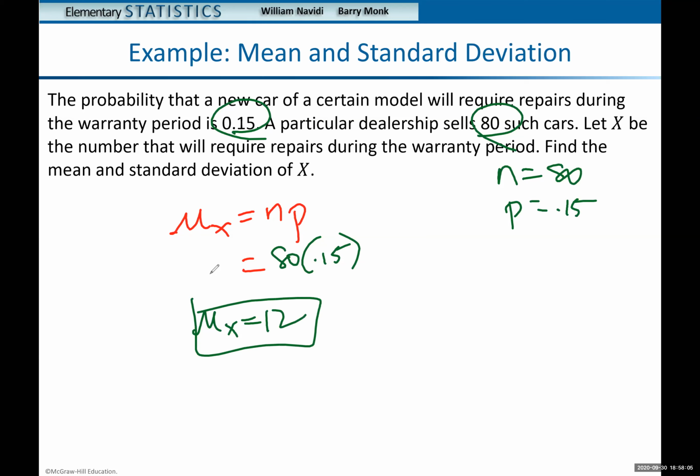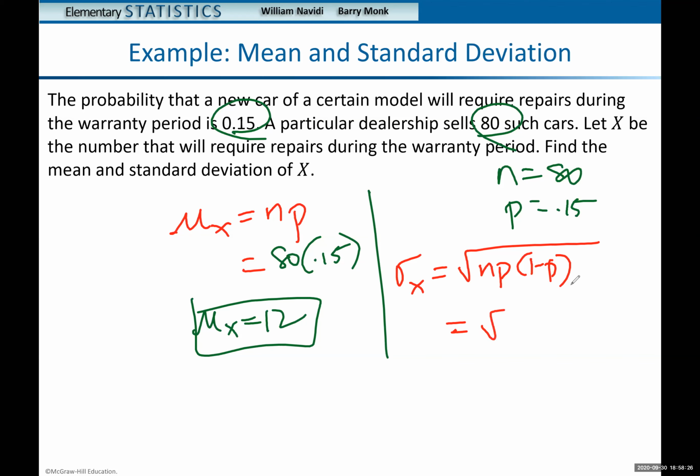And the last one, it says standard deviation. So this is the symbol, standard deviation. And don't forget that it is the square root of NP times 1 minus P. So square root of 80 times 0.15. The complement of 0.15, or if you subtract it from 1, is 0.85. So multiply that and get the square root.